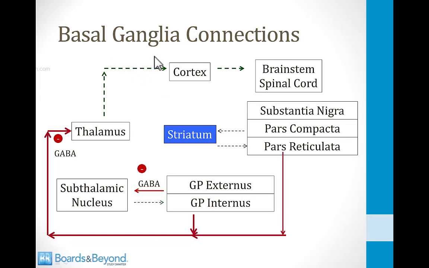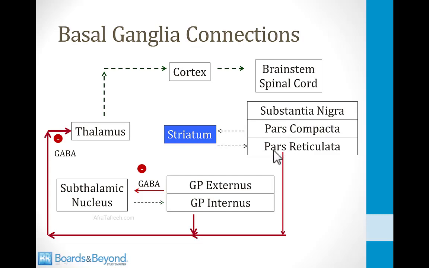So let's talk about each element on the screen here. First we have the cortex, and it wants to stimulate the brainstem and spinal cord over here to do motor activity. In the middle of the screen we have the coordinator, sort of the general of this whole process, and that's the striatum. It can communicate with the substantia nigra over here on the right side of the screen, but it communicates with 2 sections of the substantia nigra separately.